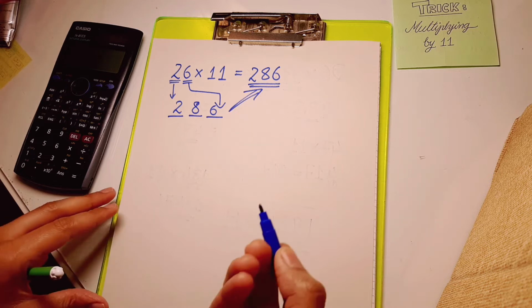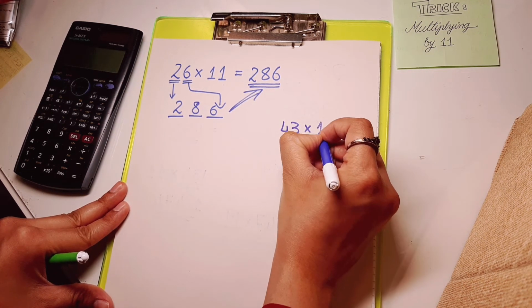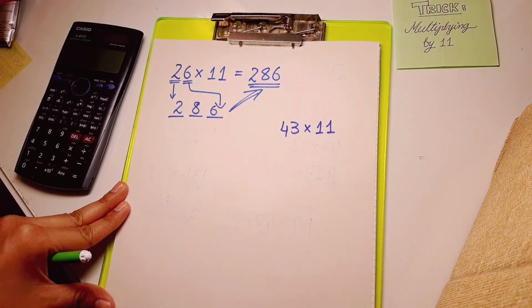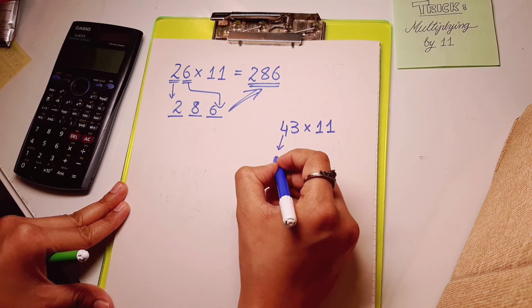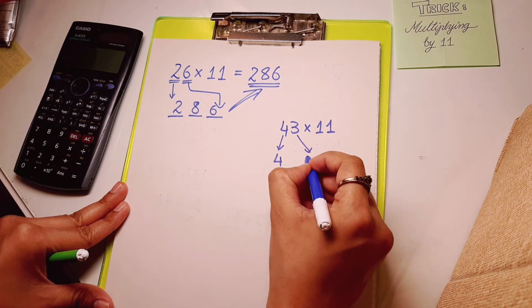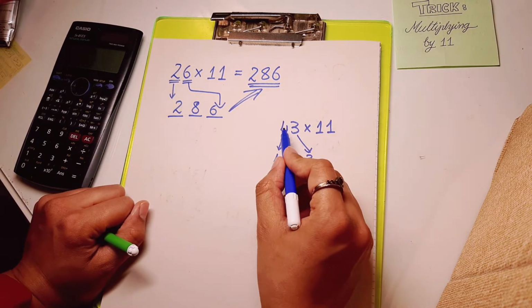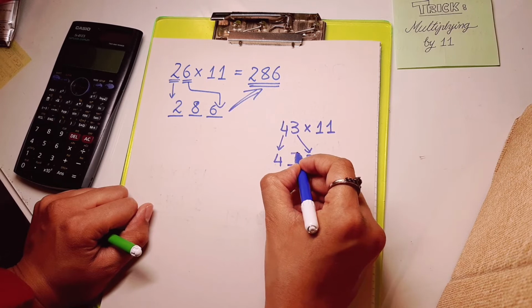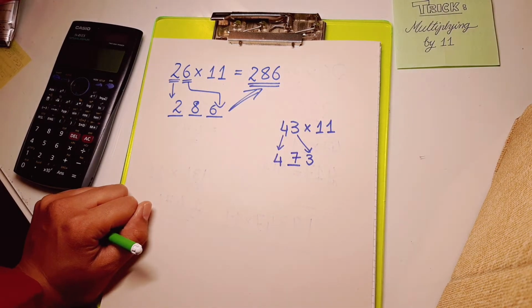So let's see. What if we have 43 times 11? Right? So we use the same technique. We copy these two digits and we write them down. So we write down 4 and we write down the 3. And the middle number is just the addition of these two numbers, and that would be 7. 4 plus 3, which is 7. And that is the answer.